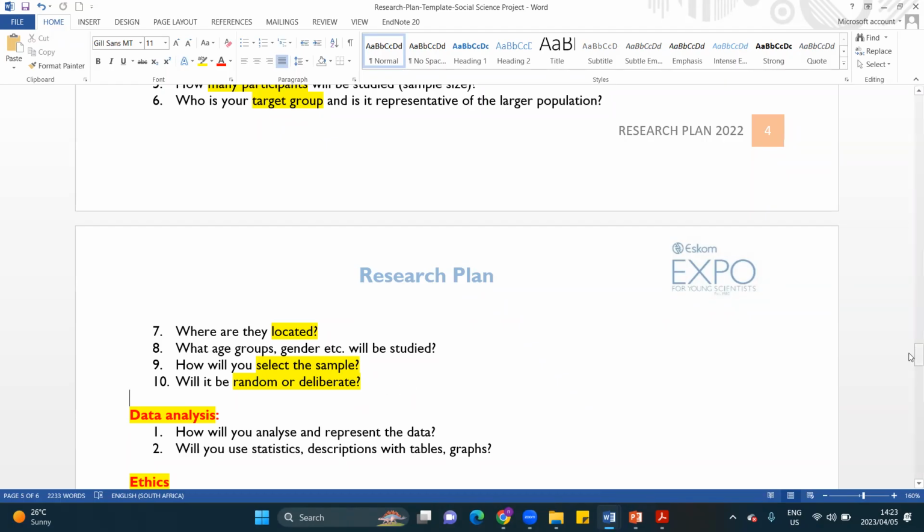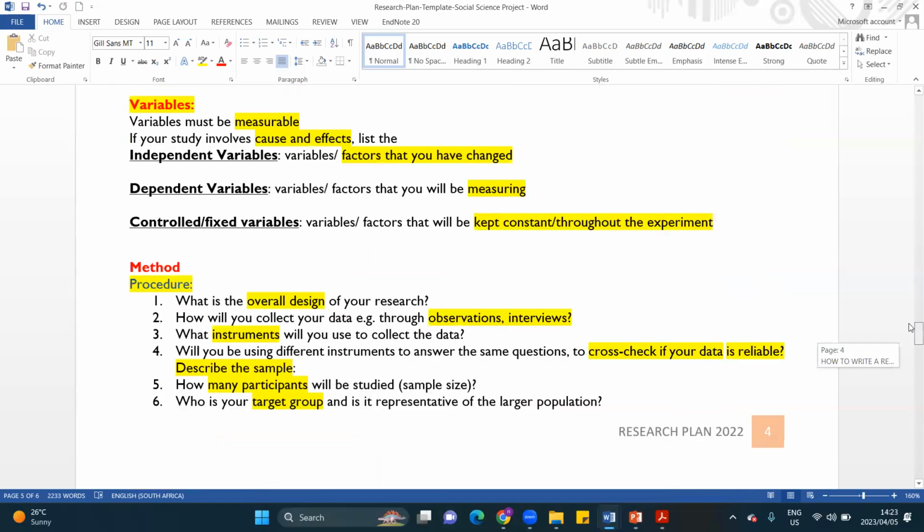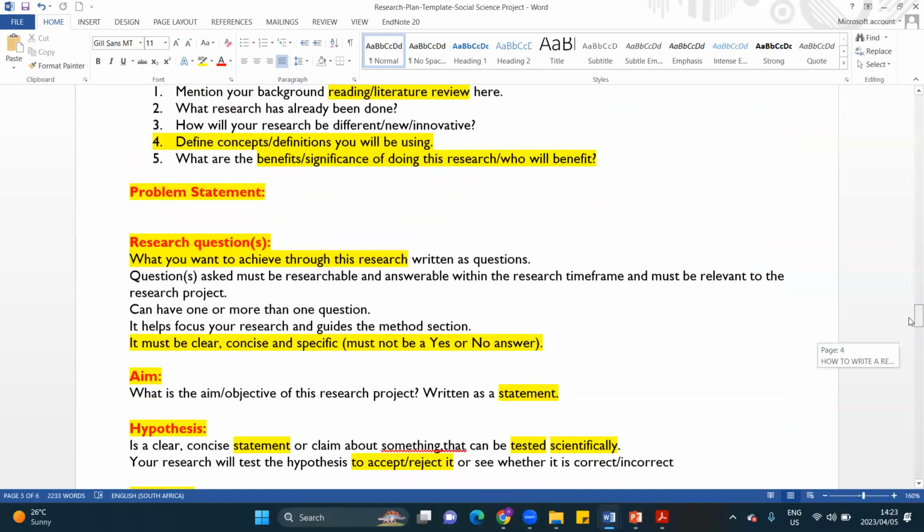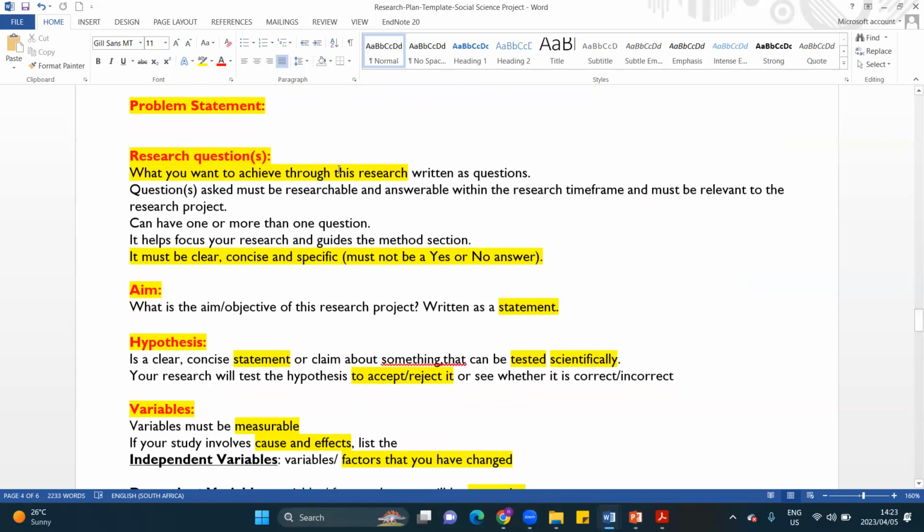So that's the difference. Explain what type of sampling you're going to do. Also, under the method, it is very important for you to draft out the questions that you want to ask, because remember, the teacher is going to sign your research plan. The teacher needs to check that the questions you've indicated are relevant to your hypothesis. Remember, everything must go back to your research question, your aim, and your hypothesis. All of this must tie in.